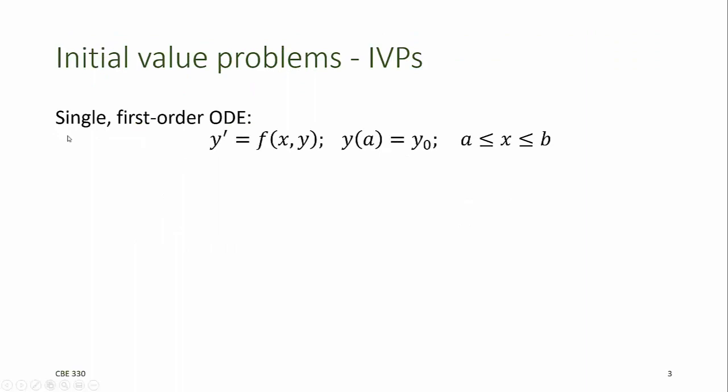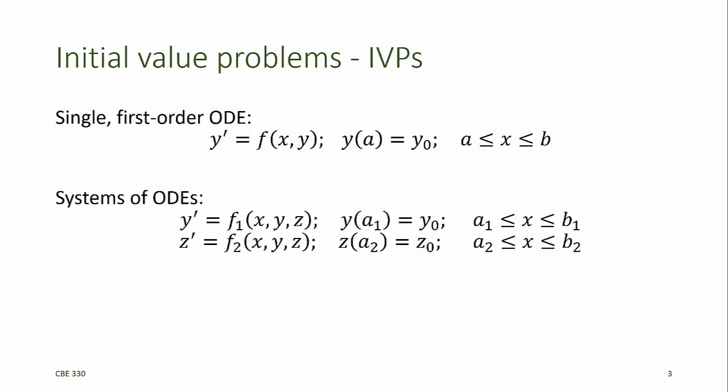An initial value problem involving a single first-order ODE is one for which we know either the value of the dependent variable or one of its derivatives at the left endpoint of the domain. So if the domain here for the independent variable is between x equals a and x equals b, and we know the value of y at a for this ODE, then we refer to this as an initial value problem.